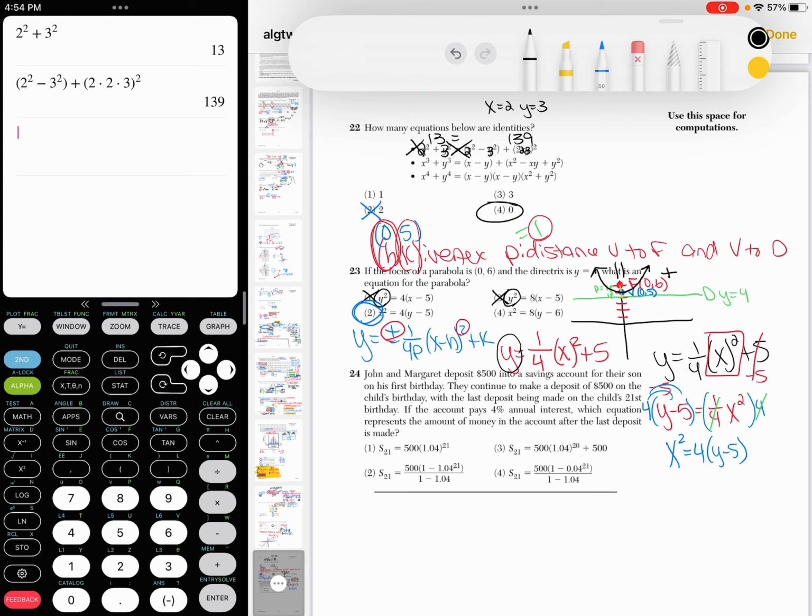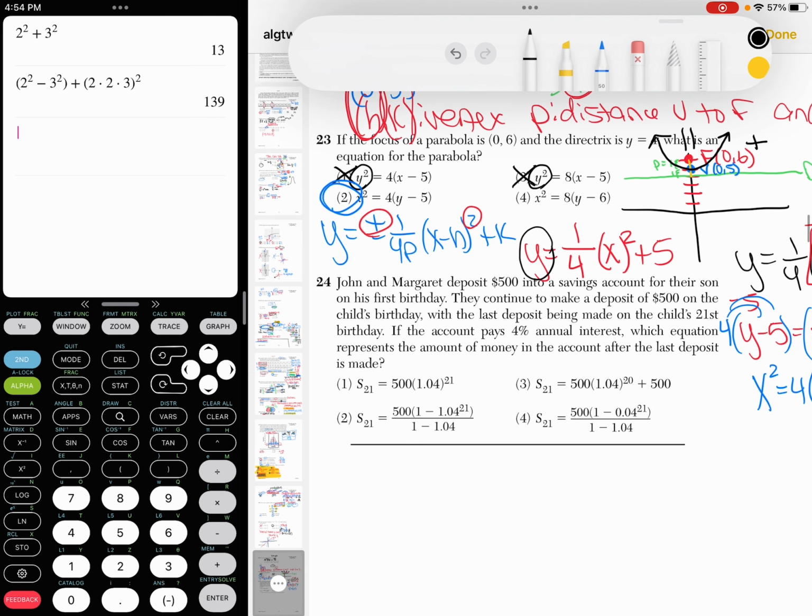All right, last question. Here we go. John and Margaret deposit $500 into a savings account for their son on his first birthday. They continue to make a deposit of $500 on the child's birth... I don't think I read that right. Hang on. John and Margaret deposit $500 into a savings account for their son on his first birthday. Oh, they continue to make a deposit of $500 on the child's birthday. So every birthday they're putting $500 in, with the last deposit being made on the child's 21st birthday. So they're doing it up through that 21st birthday.